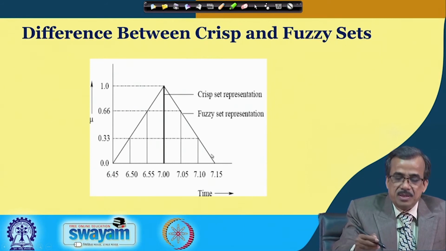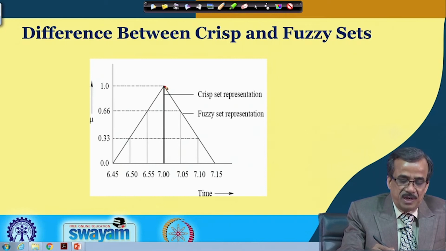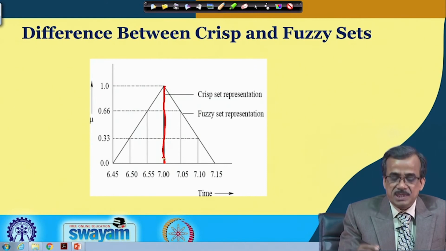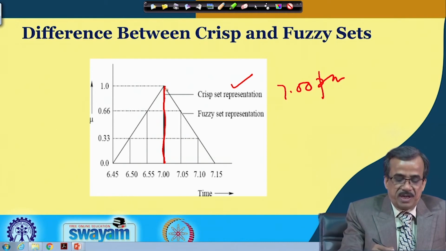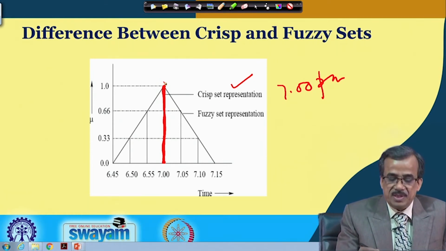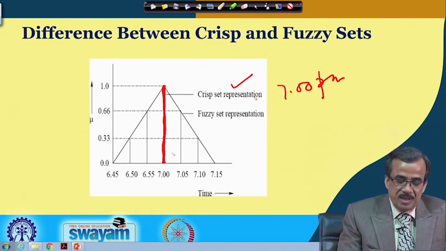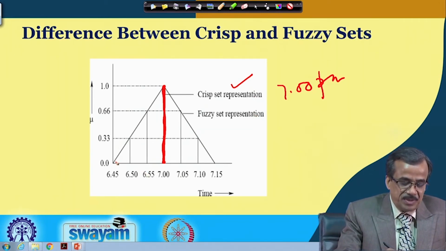Now, if you see the concept of the classical set or the crisp set, this particular distribution indicates the crisp set representation for 7 p.m. So, once again, this is the crisp set representation for the classical set. Now, the fuzzy set representation for 7 p.m. is something like this.